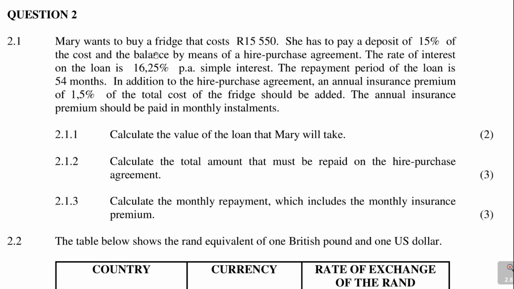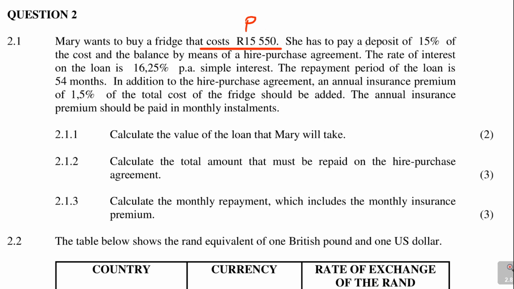It says Mary wants to buy a fridge that costs 15,550. This is the cost price of the fridge. As I said, you must know what you are dealing with. The fridge is costing this now, so this becomes your P already. It's not in the future. This is the current cost. Whatever money they give you, you must ask yourself, is this the money in the future or is it the money now? If it's in the future, it's the A value, the accumulated amount. If it's the now value, like a fridge costing 15,550 now, that's your P.